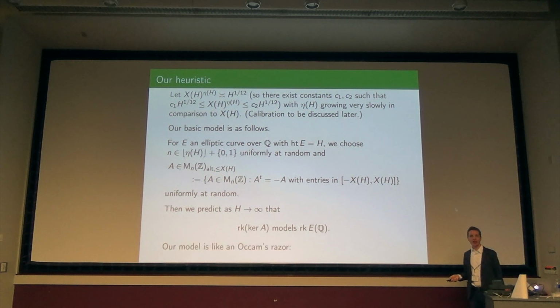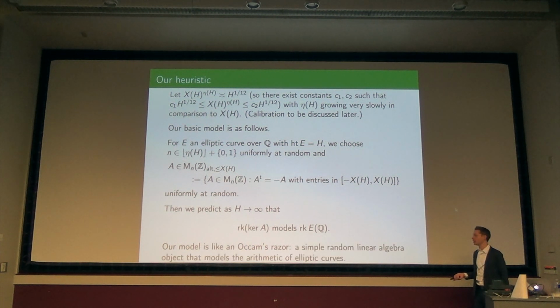Now, our model doesn't have any real justification. It's a heuristic. I guess I tried to tell you that on the first slide. But it's like an Occam's razor. It's a simple, random linear algebra object from which we can read off the arithmetic of the elliptic curve. Elliptic curves are nonlinear. They've got arithmetic, lots of stuff jammed into them, hard to understand. Let's replace that by a matrix of a given size, measured by the complexity of the elliptic curve in its height, and then we can read off predictions for the rank of the elliptic curve.